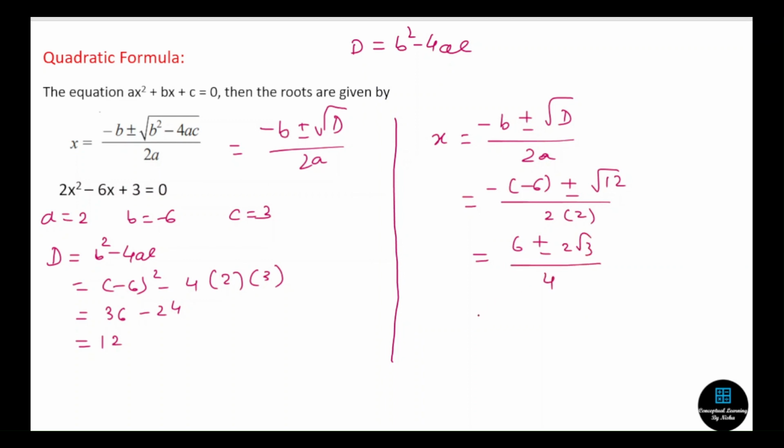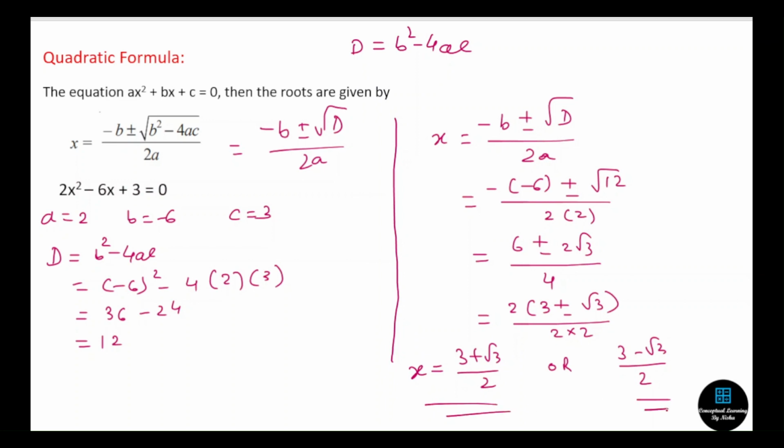And now I can simplify this by taking a common factor 2. So I'll get 2 into 3 plus minus root 3 upon, I'll just write 2 into 2 again because I can cancel it out. So the x value is 3 plus root 3 upon 2, or I can say 3 minus root 3 upon 2. So this is my solution.